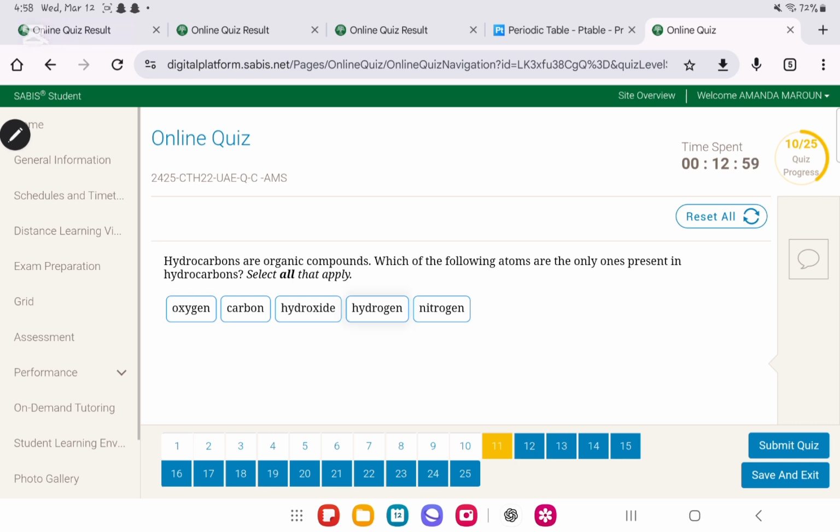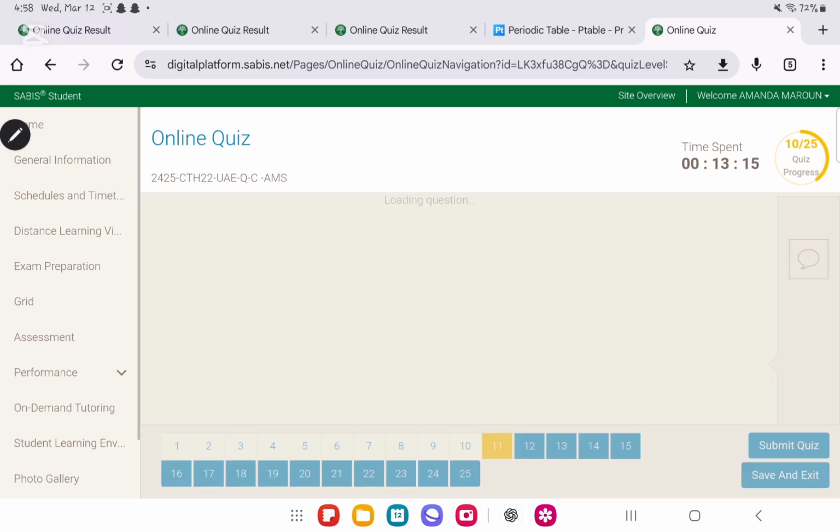Okay, now we move on to question number 11. Hydrocarbons are organic compounds. Which of the following atoms are the only ones present in hydrocarbons? Hydrocarbons, from its name, means it's made out of carbon and hydrogen, very simply.